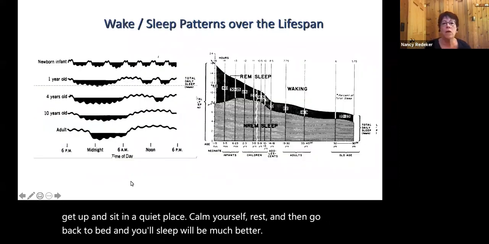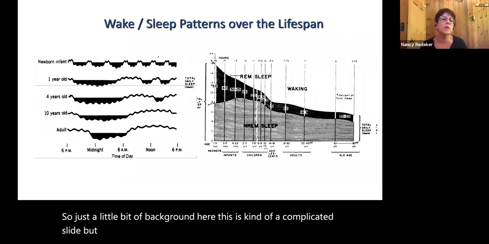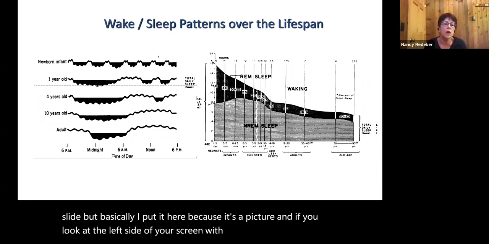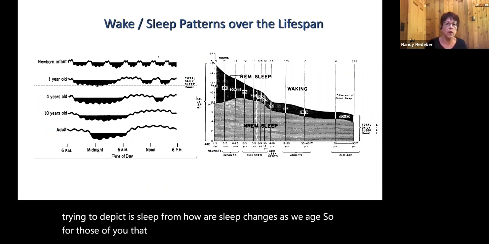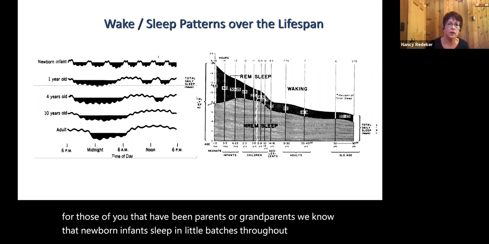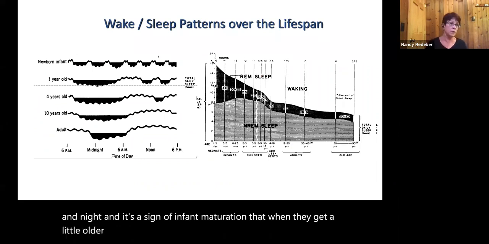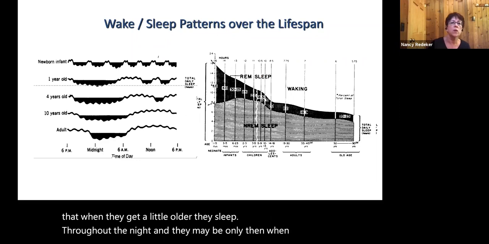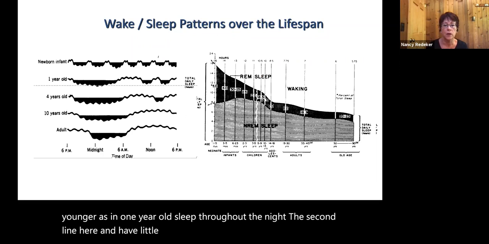So just a little bit of background here. This is kind of a complicated slide, but basically I put it here because it's a picture. If you look at the left side of your screen with those wavy lines, what I'm trying to depict is how our sleep changes as we age. For those of you that have been parents or are grandparents, we know that newborn infants sleep in little batches throughout the day and night. It's a sign of infant maturation that when they get a little older, they sleep throughout the night. And when they're younger, as in 1-year-old, they sleep throughout the night, the second line here, and have little bouts of sleep, naps.